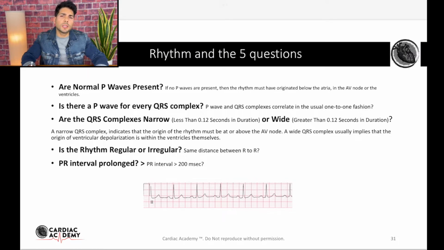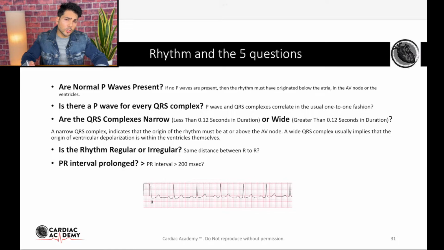Next, you want to assess whether there is a P wave for every QRS in a one-to-one fashion. And that's important because you want to make sure that the SA node is the one that is driving the depolarization. So if you start seeing P waves marching on their own and QRS marching on their own, then that might suggest there's an AV block that needs to be assessed. Then you check to see whether the QRS is narrow or wide. A wide QRS could suggest that the depolarization is coming from the level of the ventricles, in which case you wouldn't see a P wave.